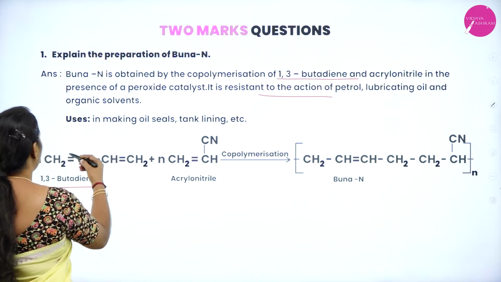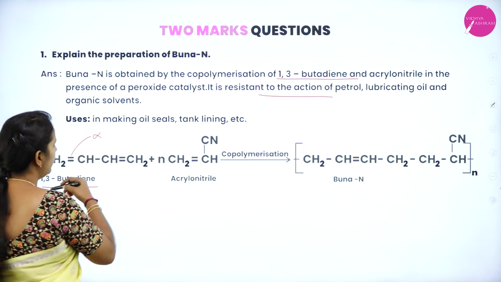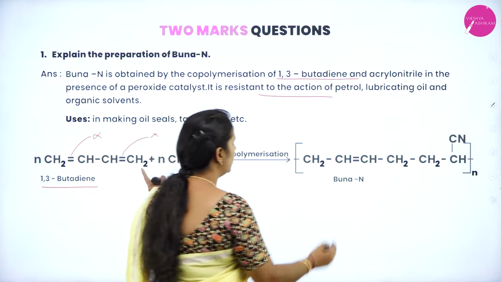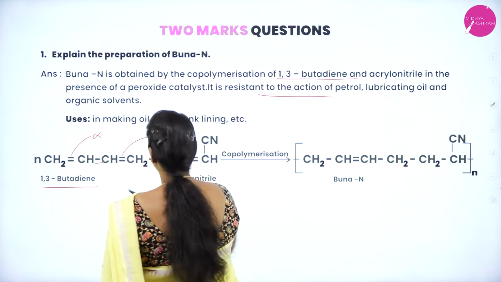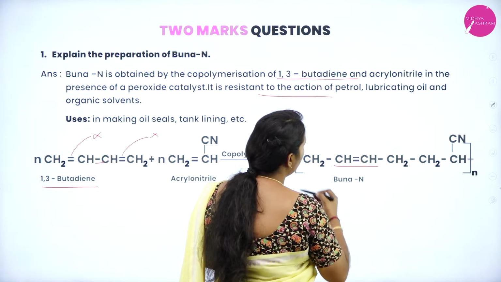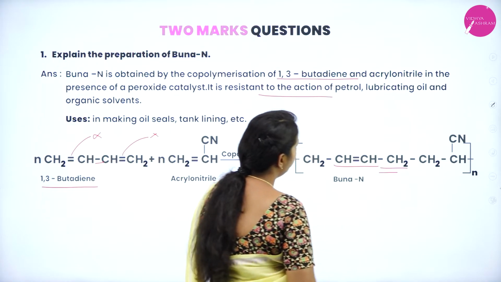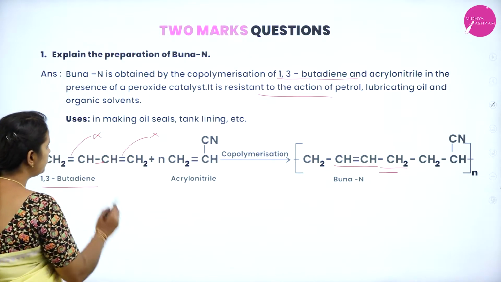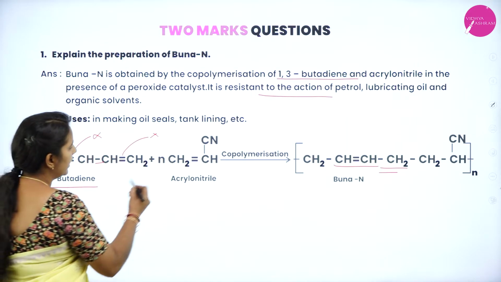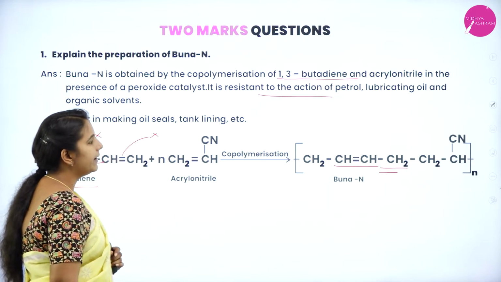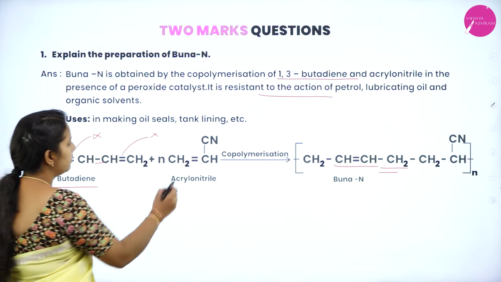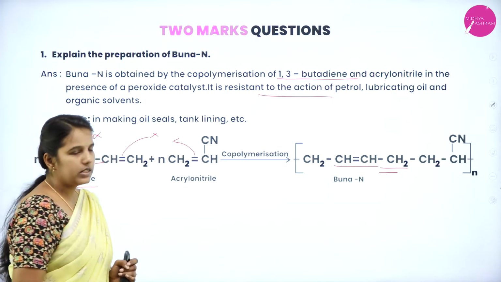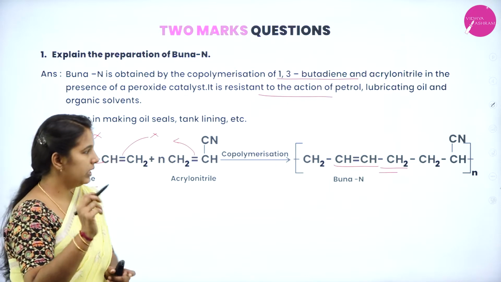What will happen? The double bond between the two CH carbons will be broken, and this other double bond will also be broken. As a result, a bond between the second and third carbon atoms will exist, and this results in the formation of Buna-N. You can see that it is obtained from butadiene and also from acrylonitrile, where the double bond has been broken to form a single bond. So that is why it is named Buna-N.